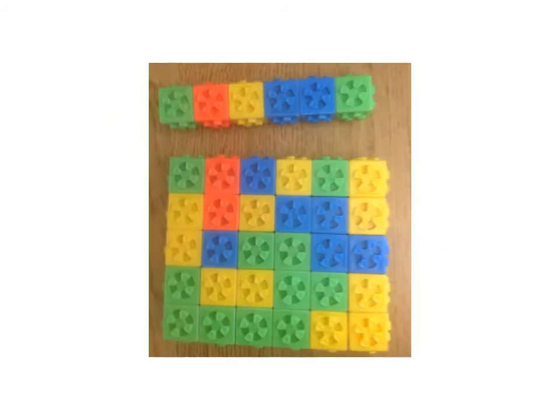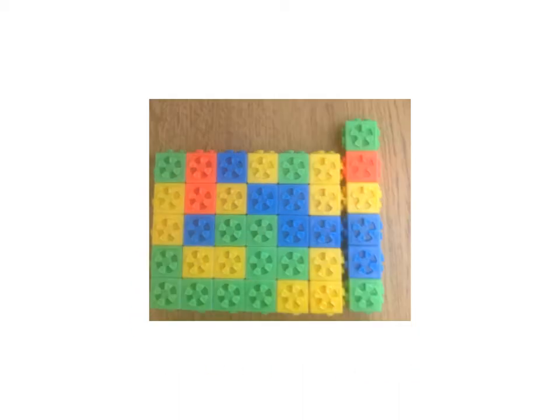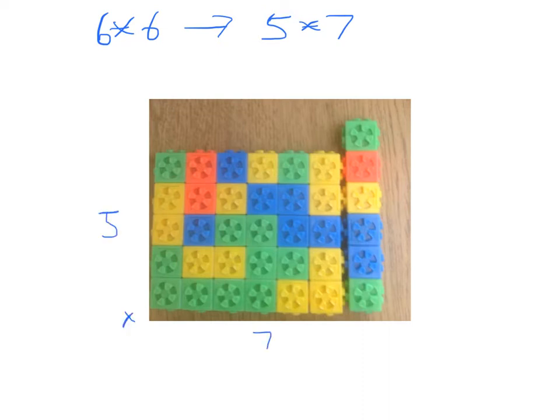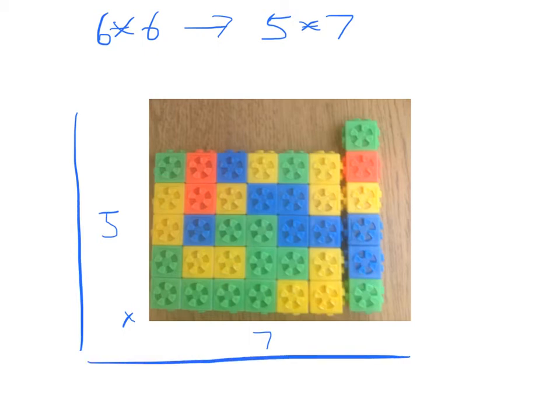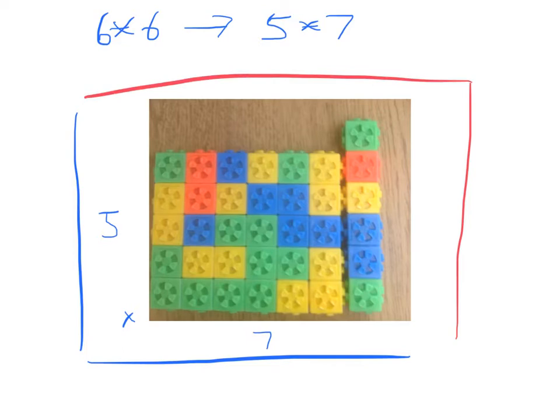What happens if we break off the top layer? So we're going to move that over here. We're going to make it one less tall and one longer. So now it's a 5 by 7. So the perimeter is the same. Halfway around is 12, and the other halfway around will be another 12. So the perimeter is still 24.